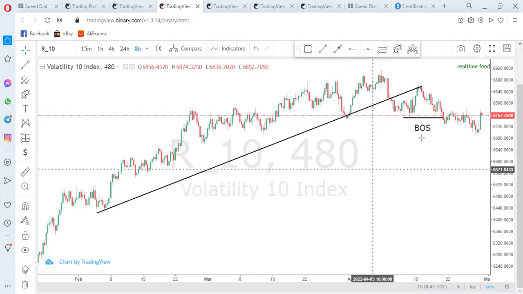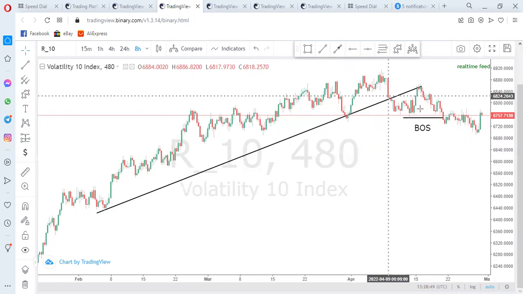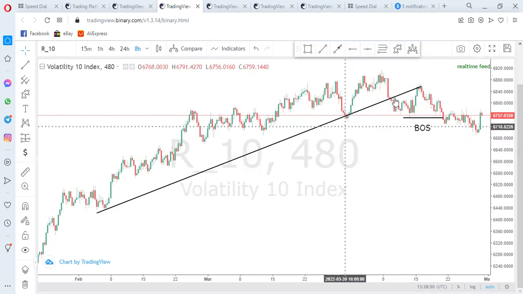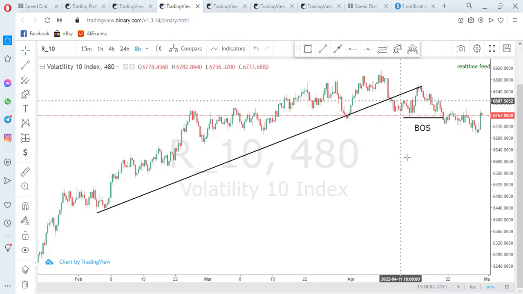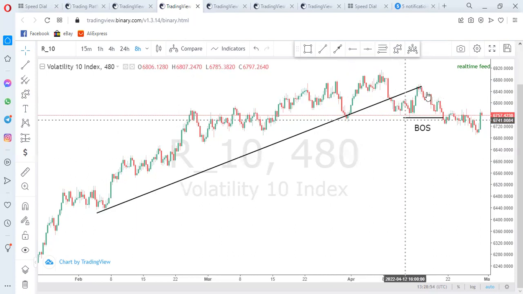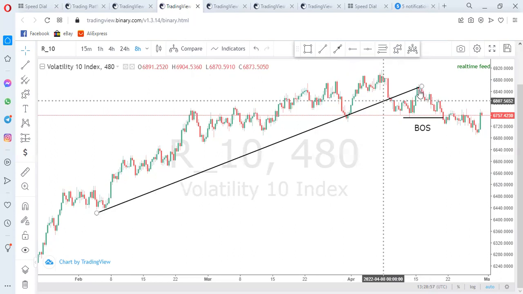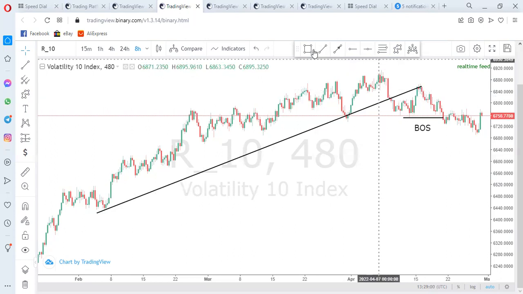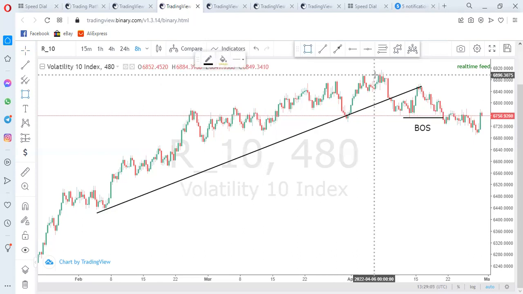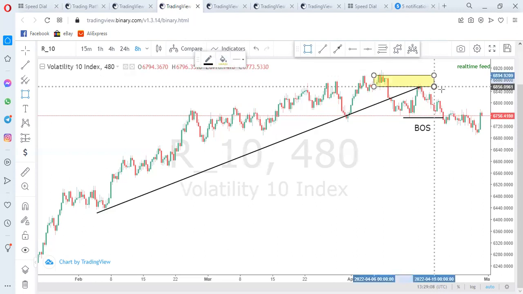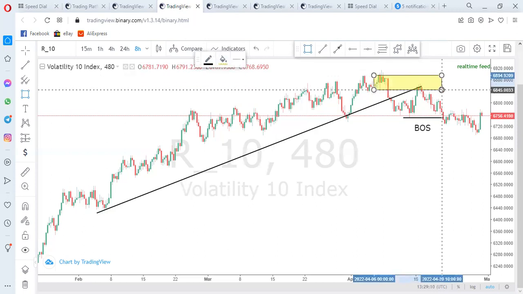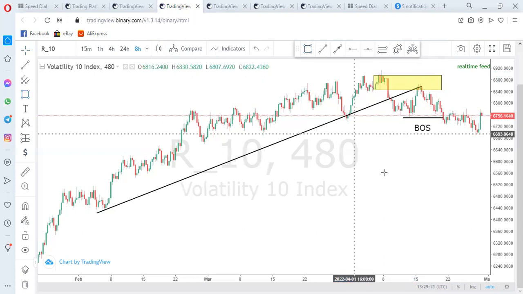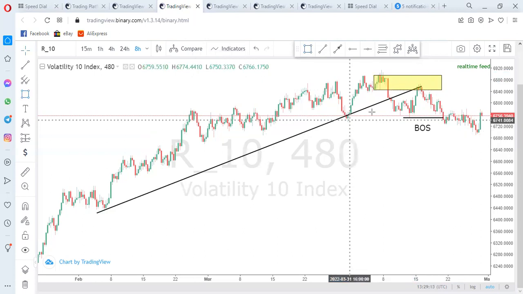And I know after I have my BOS, like I said, it has actually broken the trend line as well. That's a double confluence. After creating a lower high, you can see price came perfectly into a daily time frame institutional candle. That was a perfect entry. If you go to daily time frame, you're going to see that.